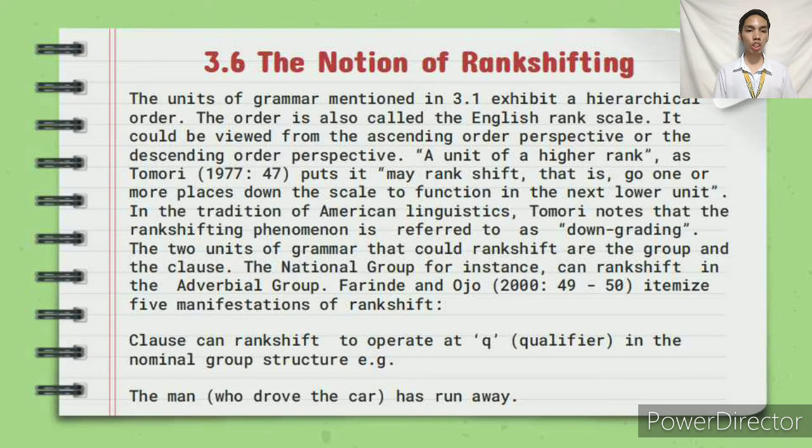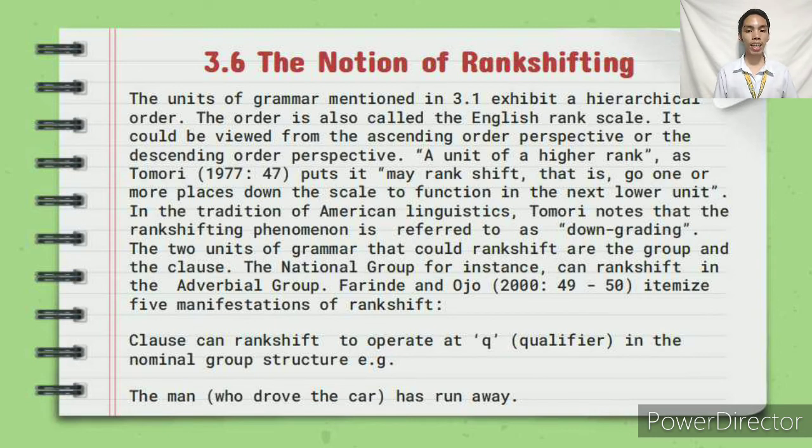So we also have the notion of rank shifting. Okay, this is Unit 3.6. The units of grammar mentioned in 3.1 exhibit a hierarchical order. The order is also called the English rank scale. It could be viewed from the ascending order perspective or the descending order perspective.